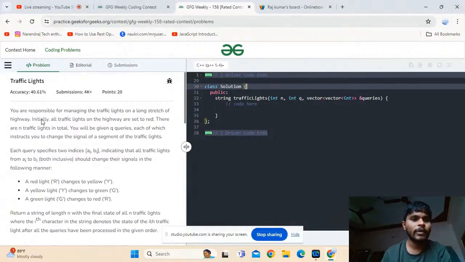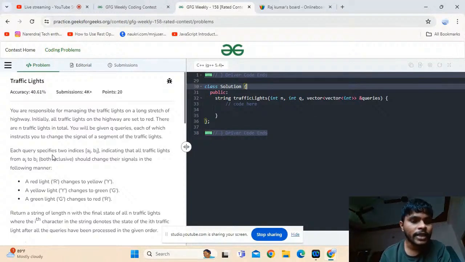You are responsible for managing traffic lights on a long stretch of the highway. Initially, all the traffic lights on the highway are set to red. There are n traffic lights in total. You will be given q queries. Each query instructs you to change the signal of a segment of the traffic lights.